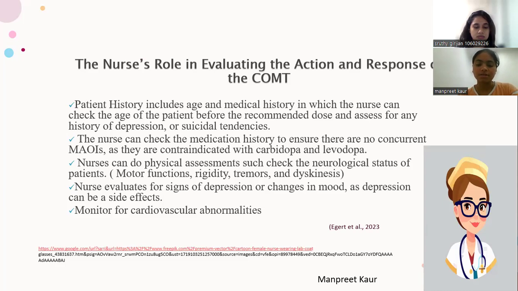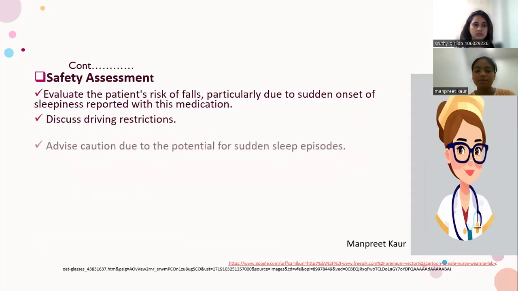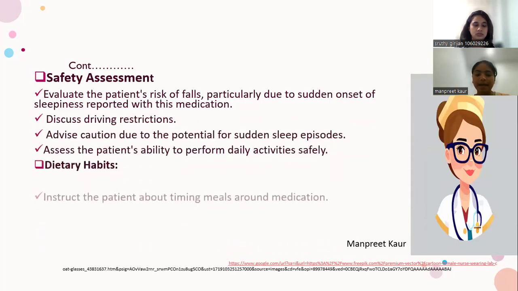Next, nurses can do physical assessments, which include checking the neurological status of the patients, including motor functions and tremors and more. Then the nurse evaluates for signs of depression or changes in mood, as depression can be a side effect, and monitors for cardiovascular abnormalities. And the next one is safety assessment and dietary habits.